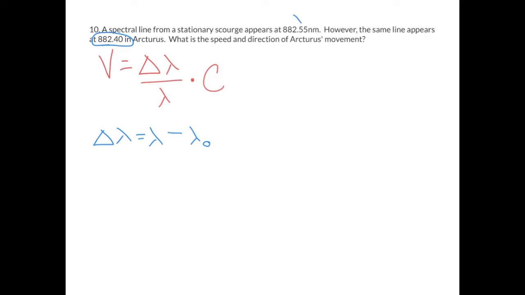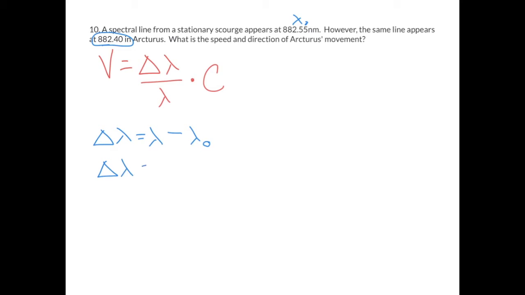In number 10, we're once again going to use the velocity equation featuring Doppler shift. So the velocity equation is Doppler shift divided by the wavelength from the star times the speed of light. To calculate Doppler shift, that is delta lambda, in other words, the change in wavelength, we're going to take the wavelength from the star, which is this one, and subtract it from the wavelength from a stationary source, or lambda naught, and so this is lambda naught, and we can plug and chug our numbers.